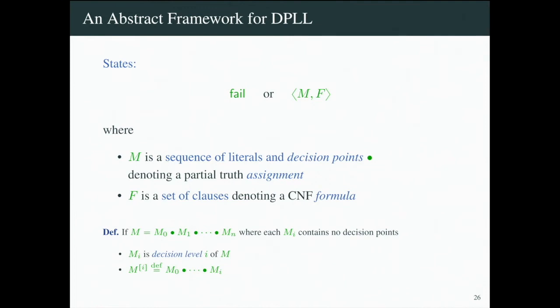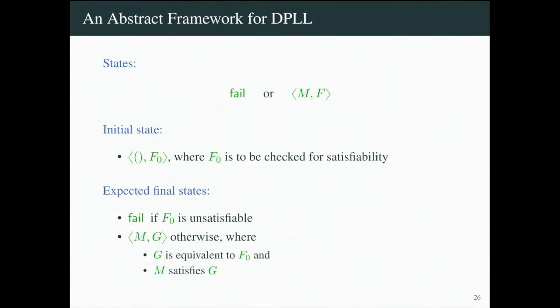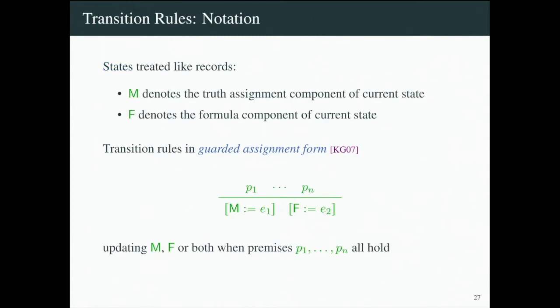I'll skip some of these technical details. We have a certain set of rules that we can use to make transitions. The way we describe the rules is that there's a set of premises that have to hold, and if the premises hold, then you can make some changes to M or F.